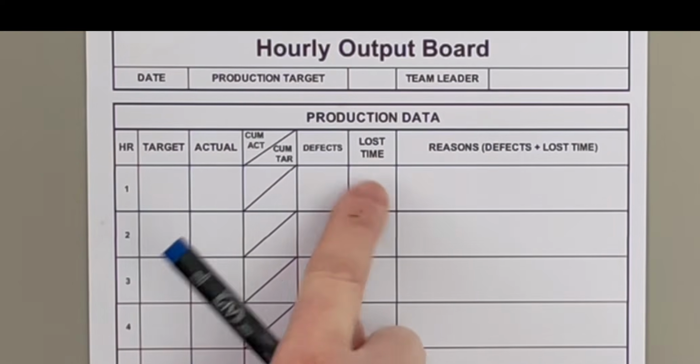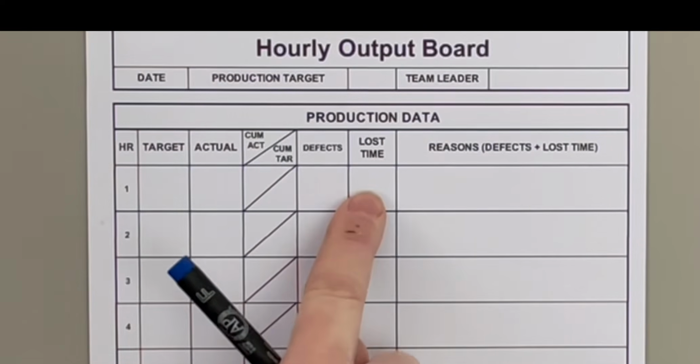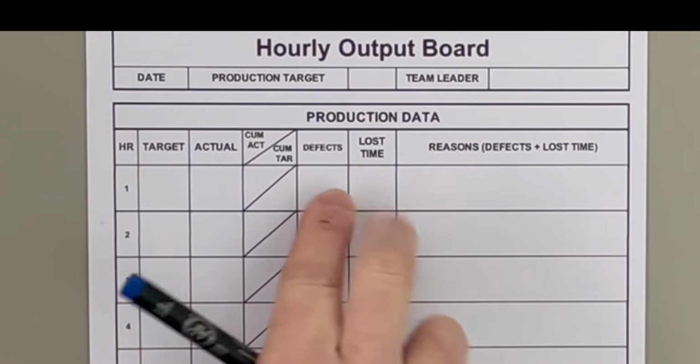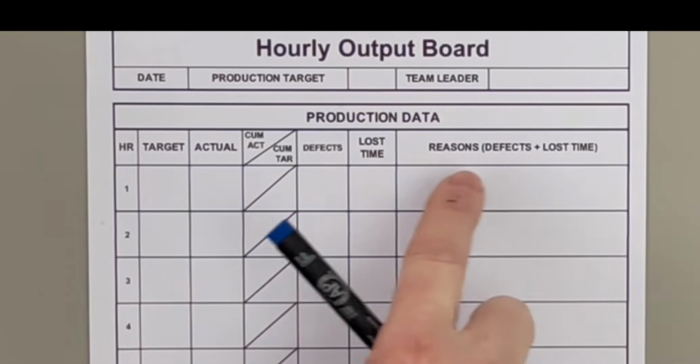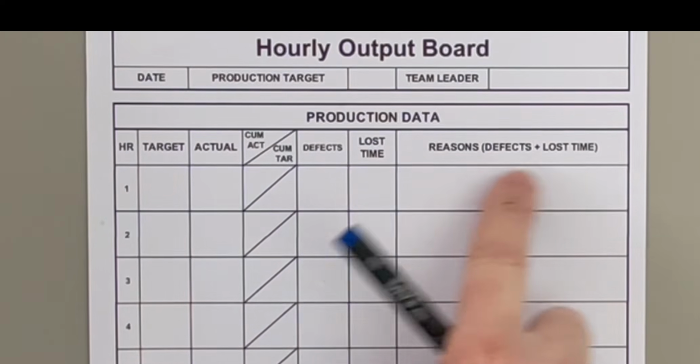This is for your losses, the number of defects you have and the number of minutes lost time. This plus this should add up to the gap between this and this. We'll come back to that. And here, critically, are the reasons for that gap. I'm going to fill in the first 3 hours of this to show you exactly how it works and where the gaps can be in filling it in.